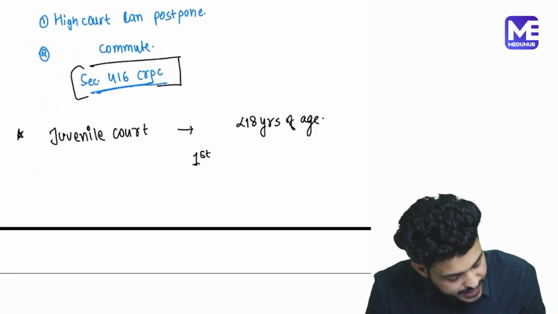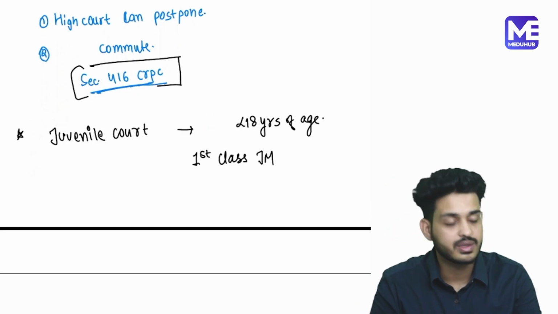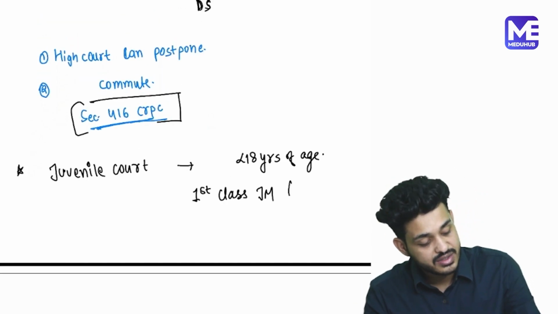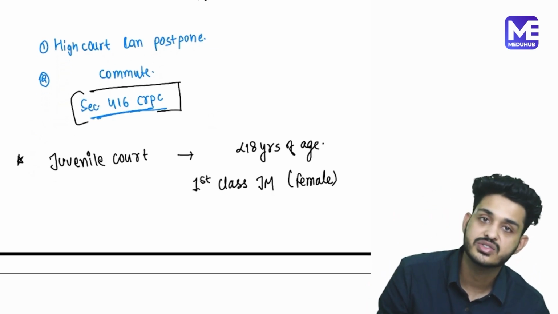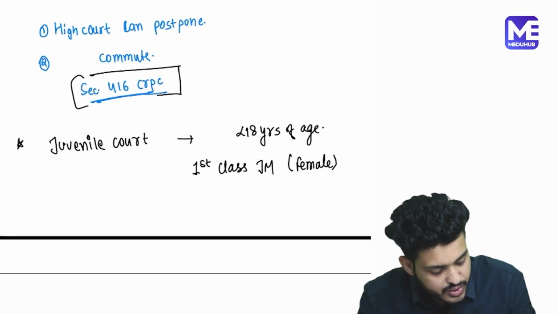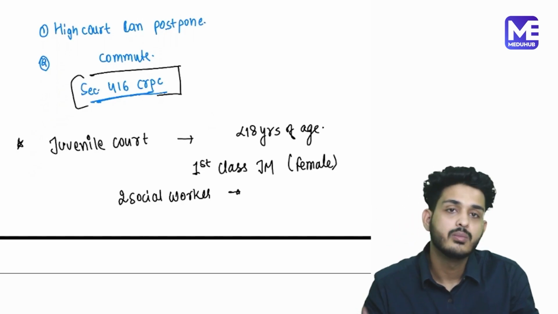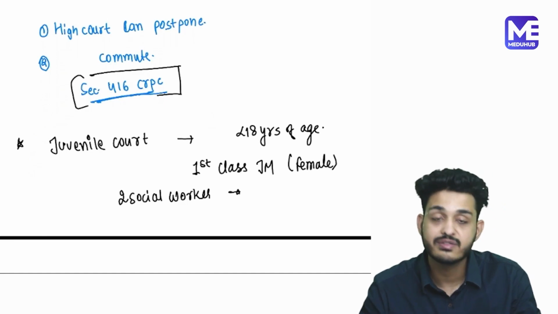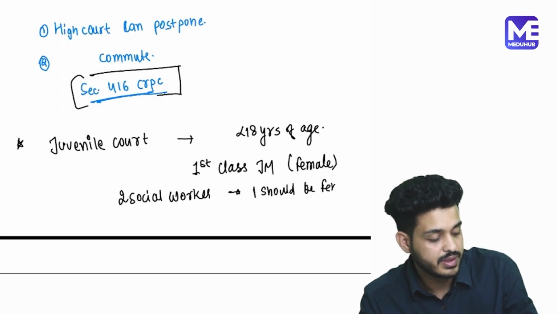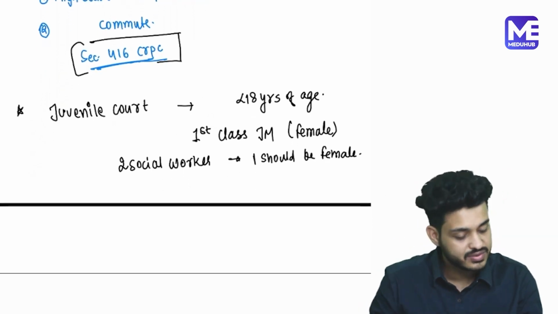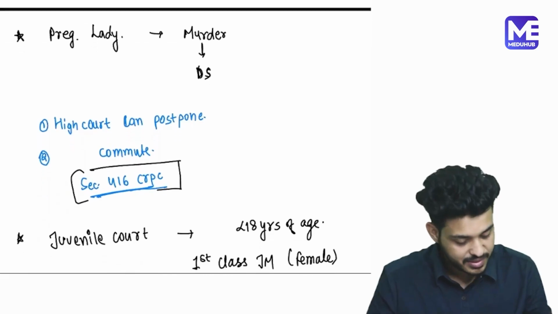Who will be the magistrate here? Here the magistrate will be a first class judicial magistrate, and she should be a female. In juvenile court the magistrate should be female. They can use two social workers, but one of them should be female. If both of them are female, there's no problem, but if both of them are male, that is a problem. One should be female in the juvenile court. Okay, that is fine.